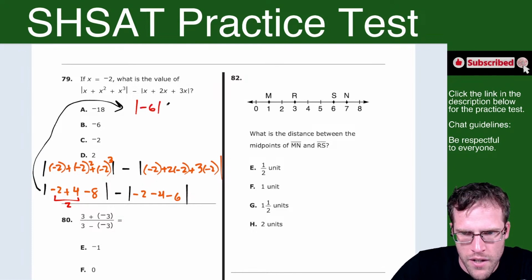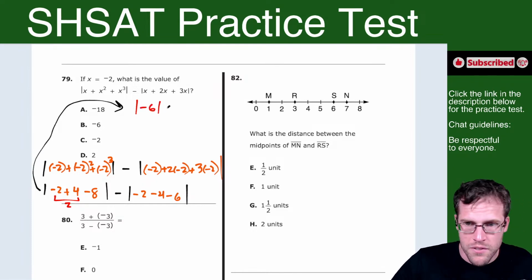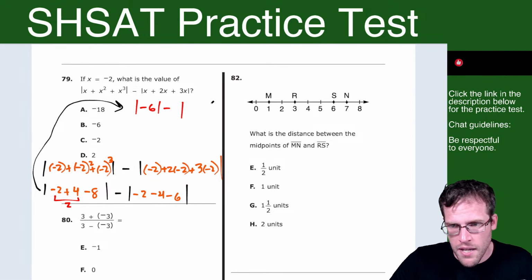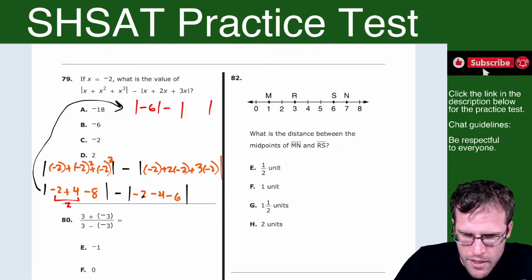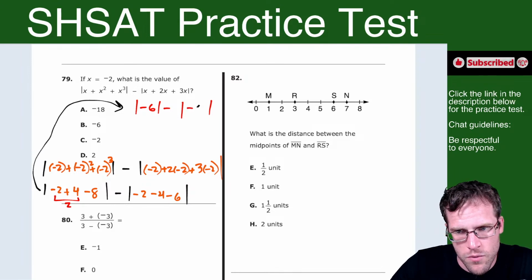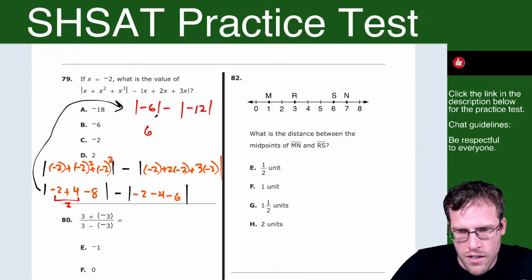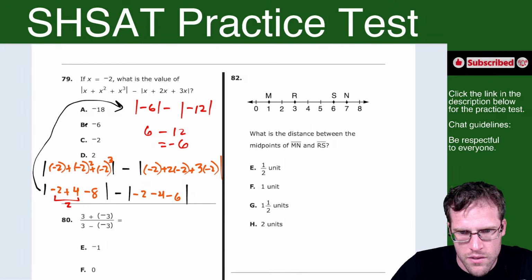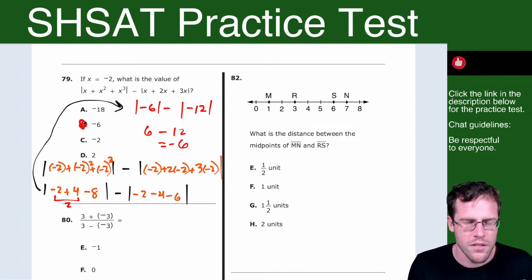So I have absolute value of negative 6 minus, not plus, minus the absolute value of, and negative 2 minus 4 is negative 6, and minus 6 is negative 12. So this is going to give you absolute value of negative 6 is 6, minus absolute value of negative 12 is 12. So this works out to negative 6. Choice B.